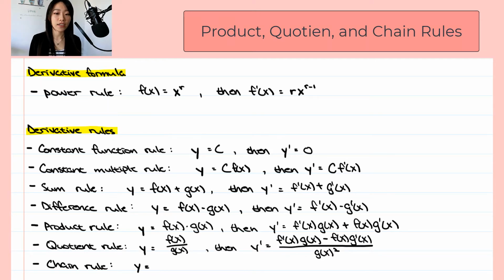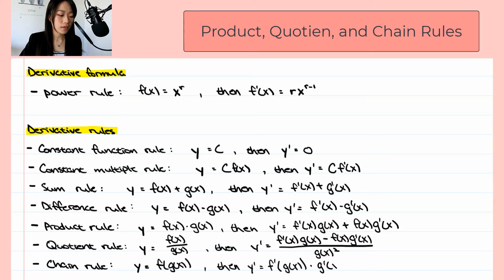And lastly, there's the chain rule, which states that if a function is a composition function, which means that the input of a function is another function, for example, y equals f of g of x, so the input for f of x is another function, g of x, then its derivative equals the derivative of f of x, where the input is still g of x, times the derivative of the inside function, g of x.